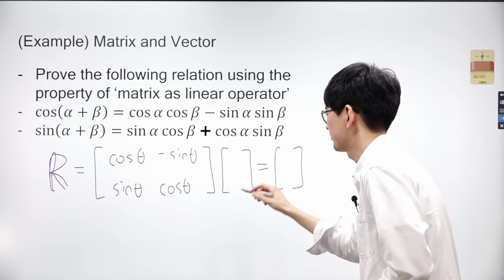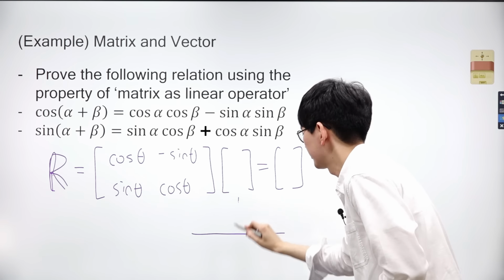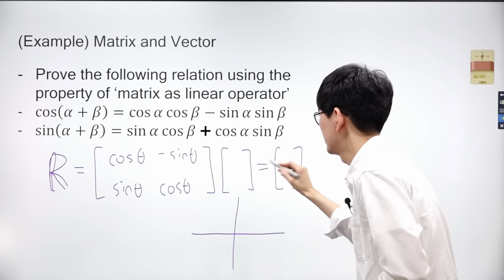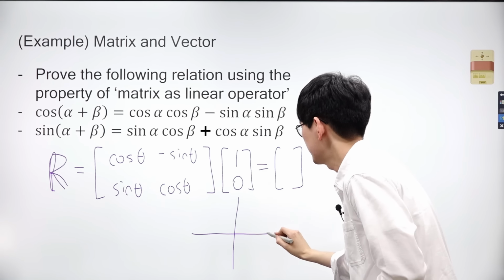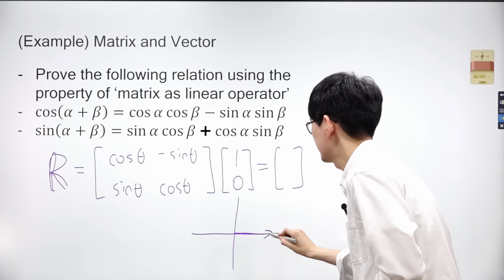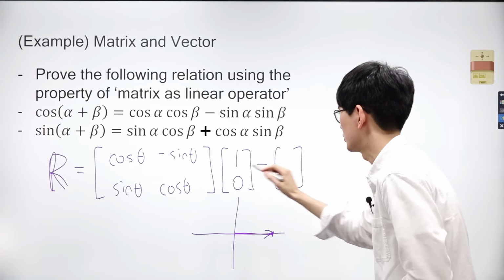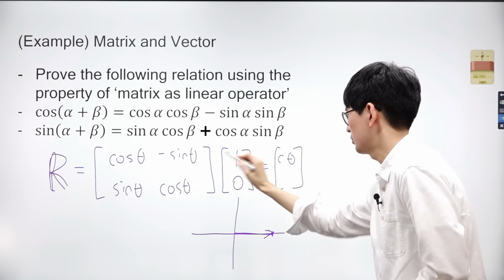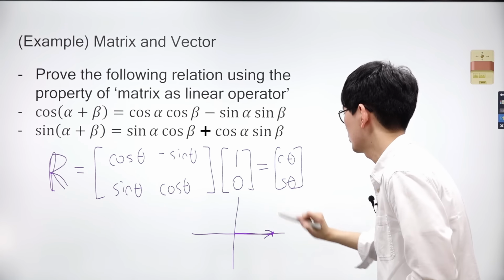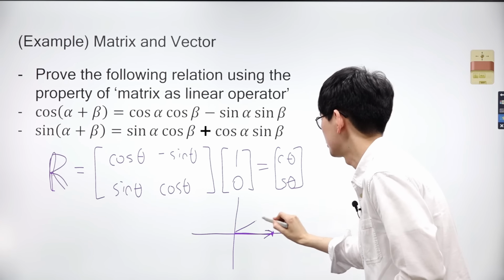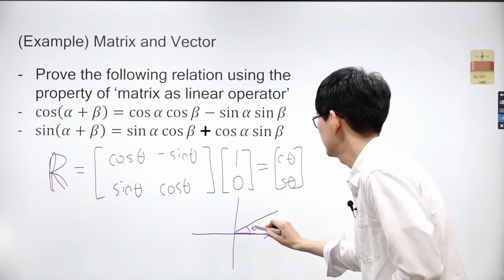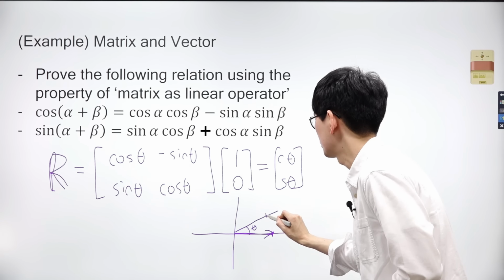When we multiply the matrix by a vector, it gives us a new vector. Suppose the input vector is 1, 0. After the multiplication, the output vector will have values cosine theta and sine theta. If we plot this new vector on a two-dimensional plane, the angle between the two vectors is theta.